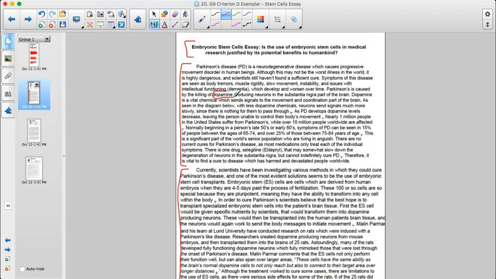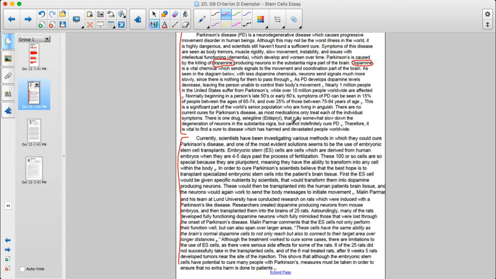So they mention dopamine in this first paragraph, and then right after they mention dopamine, they go on to explain what dopamine is. In the second paragraph, when they introduce embryonic stem cells, they explain what those are. They're derived from human embryos when they are 4 to 5 days past the process of fertilization. They also explain terms like pluripotent, meaning that they have the ability to transform into any cell within the body.